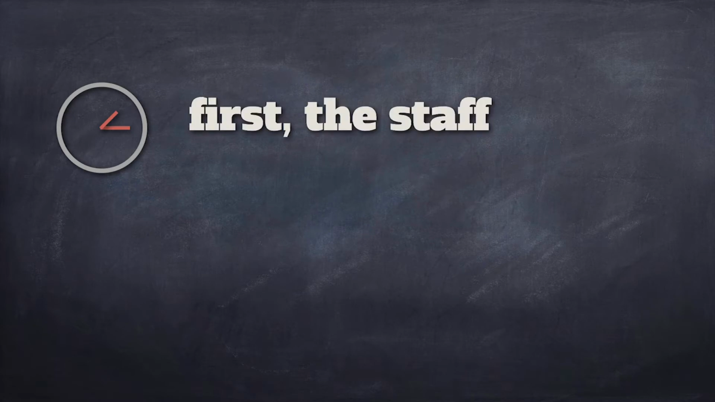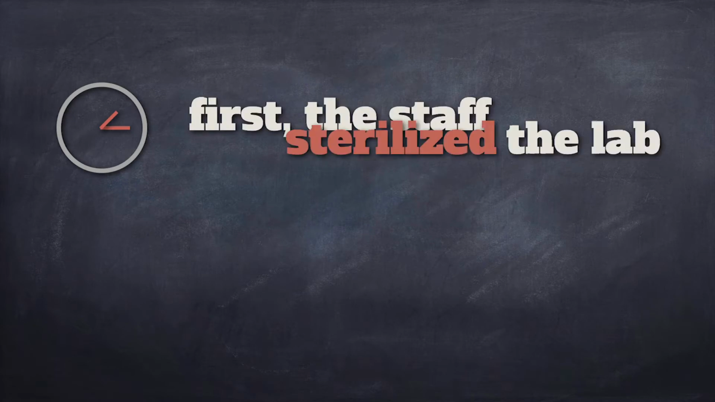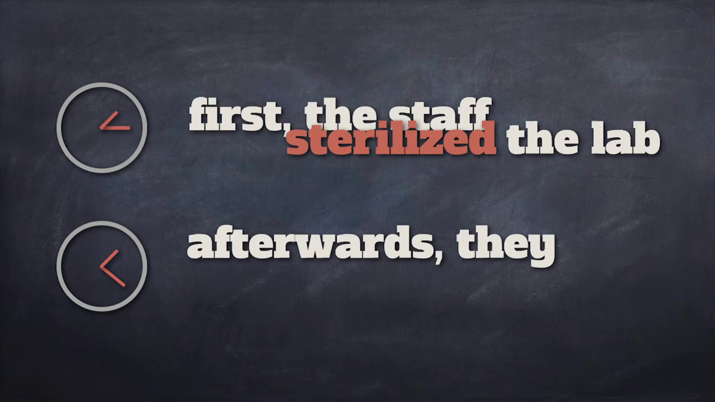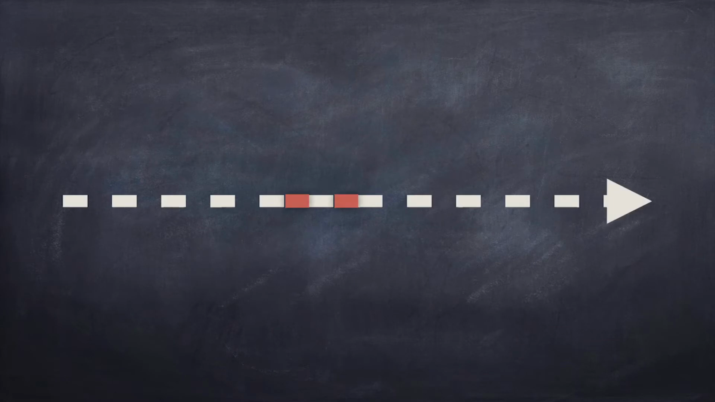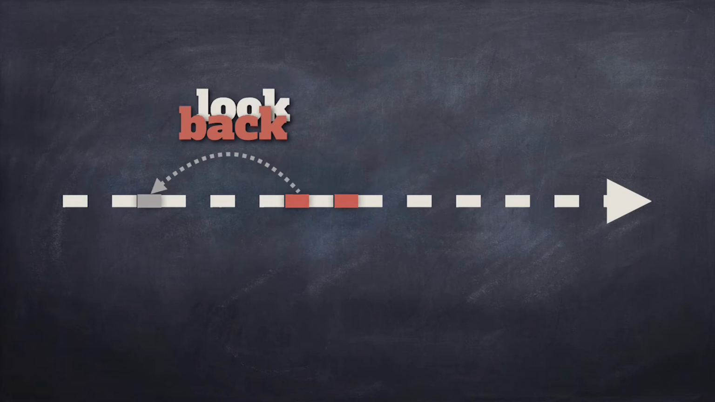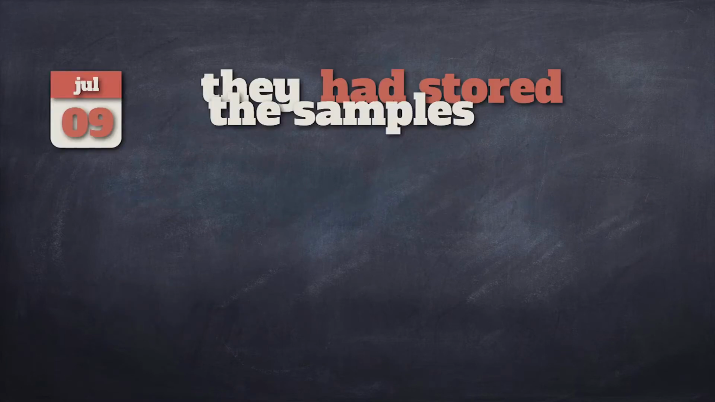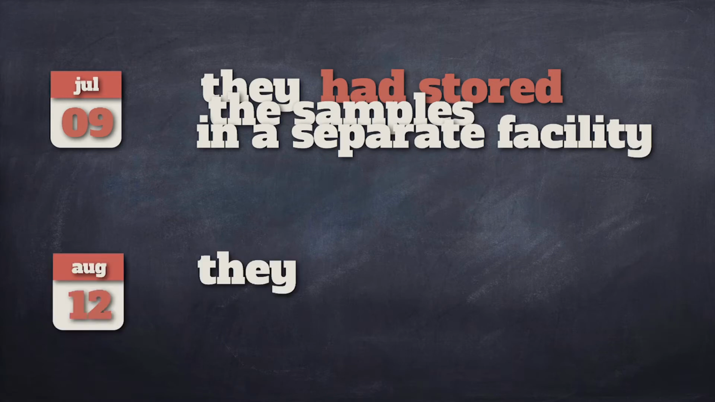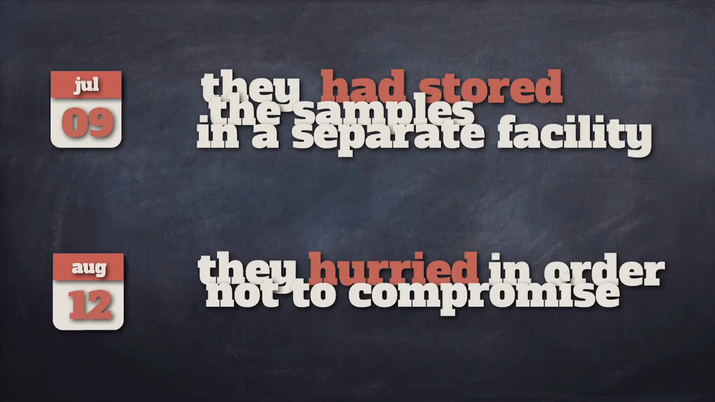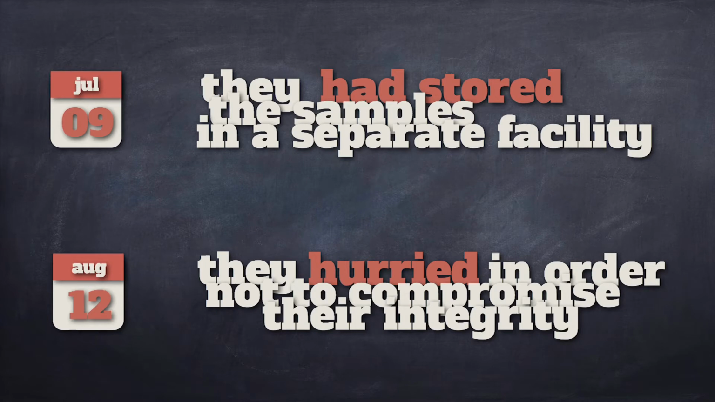First, the staff sterilized the lab. Afterwards, they brought in the samples. But sometimes the events on the path make no sense unless we look back. When we do it, we use the past perfect. They had stored the samples in a separate facility. They hurried not to compromise the sample's integrity.